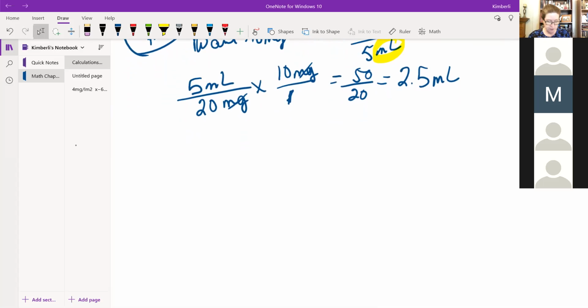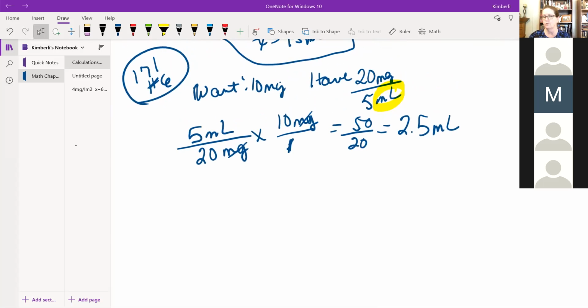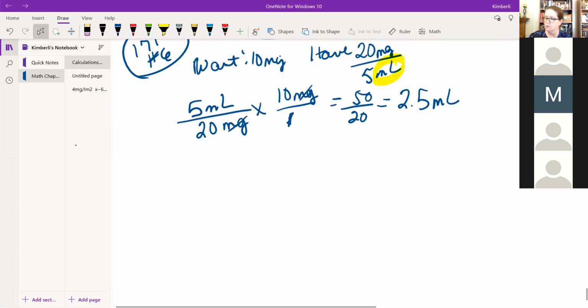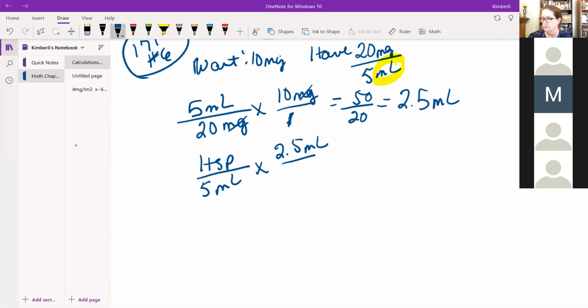Now, there's another question here. What is the equivalent volume in the household measurement system? What would 2.5 mLs be related to teaspoons? Half teaspoon. Yeah, it's half a teaspoon, because 5 mLs is 1 teaspoon. So if we wanted to do it this way, 1 teaspoon, 5 mLs, and we have 2.5 mLs. 2.5 divided by 5 is equal to 0.5, or 1/2 teaspoonful.